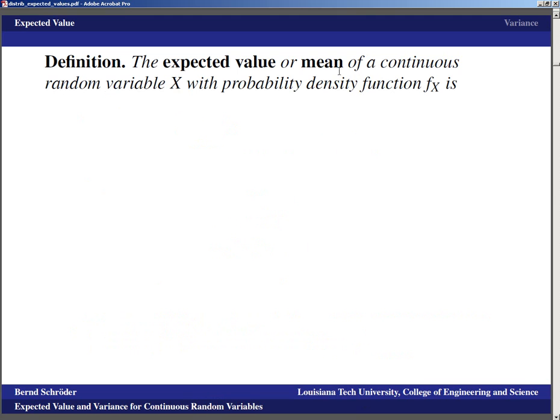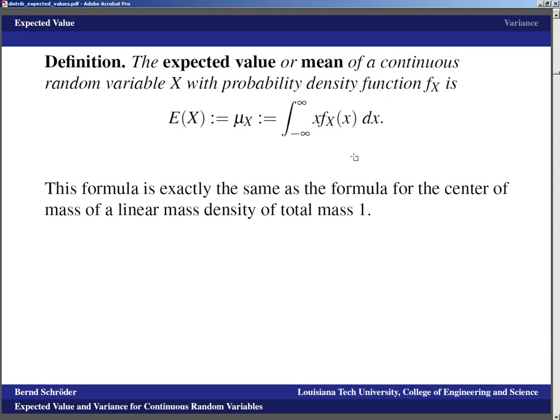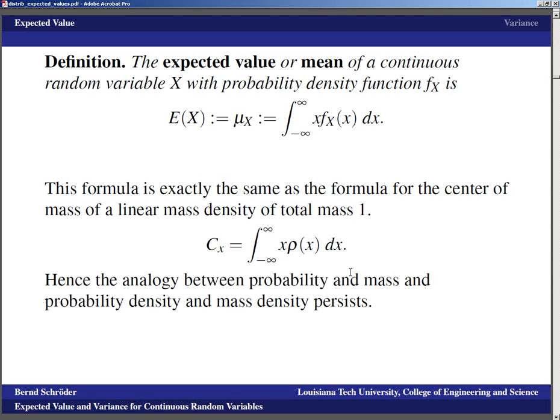And so the expected value or mean of a continuous random variable with probability density function f sub x is expected value of x, also denoted mu sub x. It's the integral from negative infinity to infinity of x times the density dx. And that formula is exactly the same as the formula for the center of mass of a linear mass density of total mass 1, along the x-axis, because that would be just a linear mass density sitting along the x-axis. It's the integral from negative infinity to infinity x times density times dx.